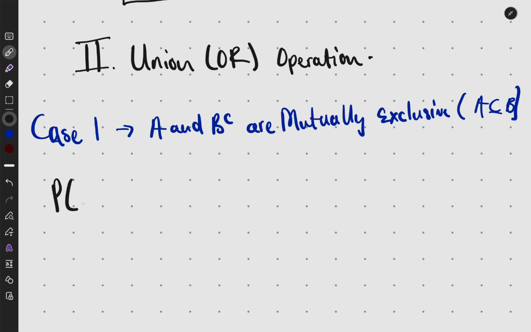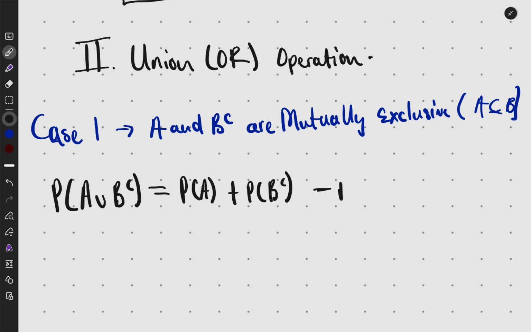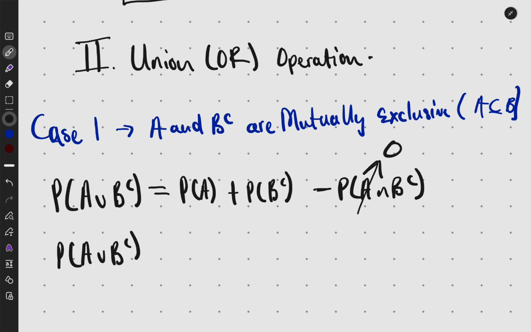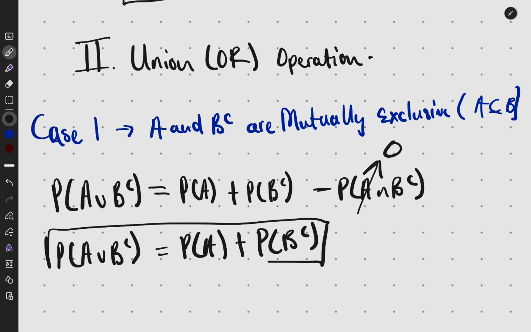So now how do we get the probability of A union B complement? What are we going to do here? We will just say this is going to be the probability of A plus the probability of B complement, but we will not subtract the probability of A intersection B complement. We know that the union rule says you then subtract, but remember that this is 0. So the probability of A union B complement is just the probability of A plus the probability of B complement. That is what you do here. This is for case 1.